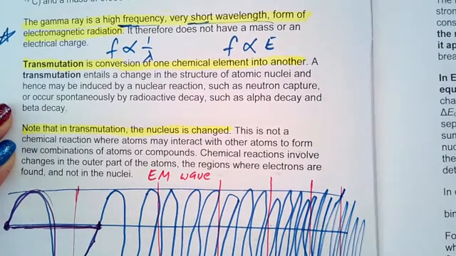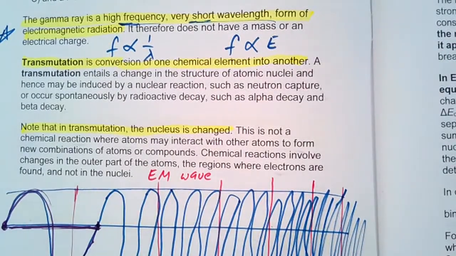Transmutation is defined as the conversion of one chemical element into another. So transmutation is the change in the structure of the atomic nuclei and may be induced by a nuclear reaction. So this could be a neutron capture, or it can occur spontaneously by radioactive decay, such as an alpha and a beta decay, which are the particle decay.